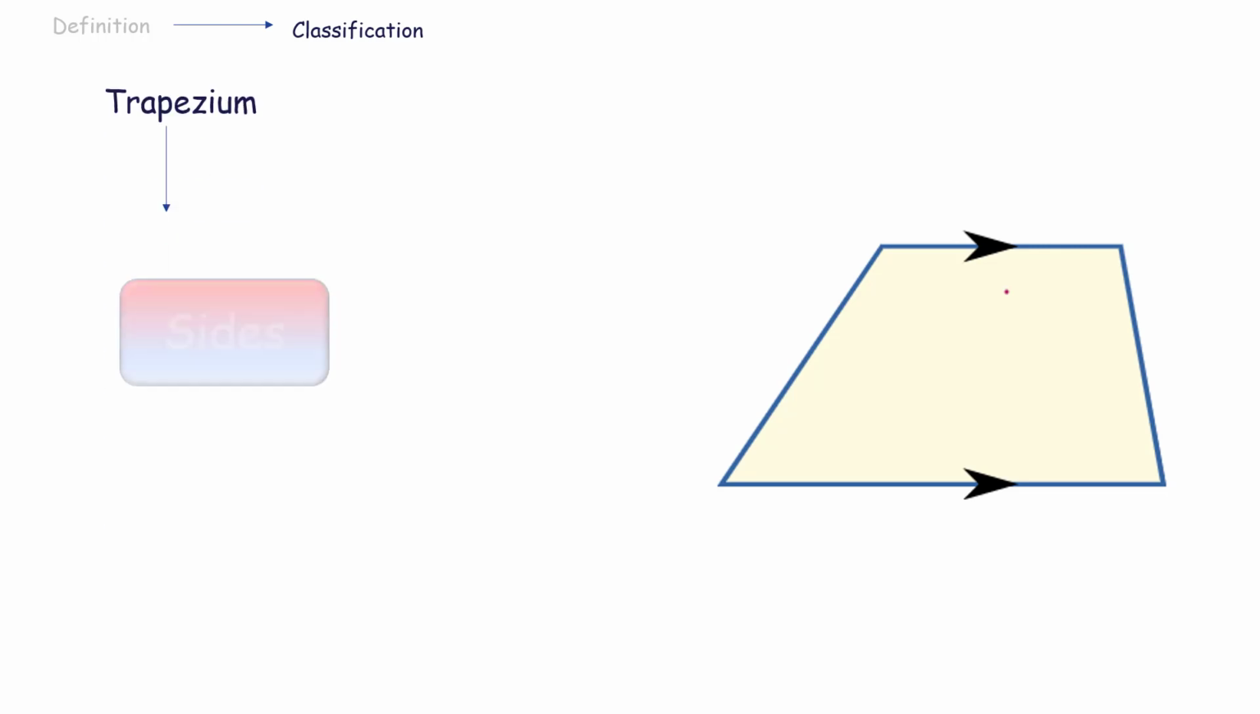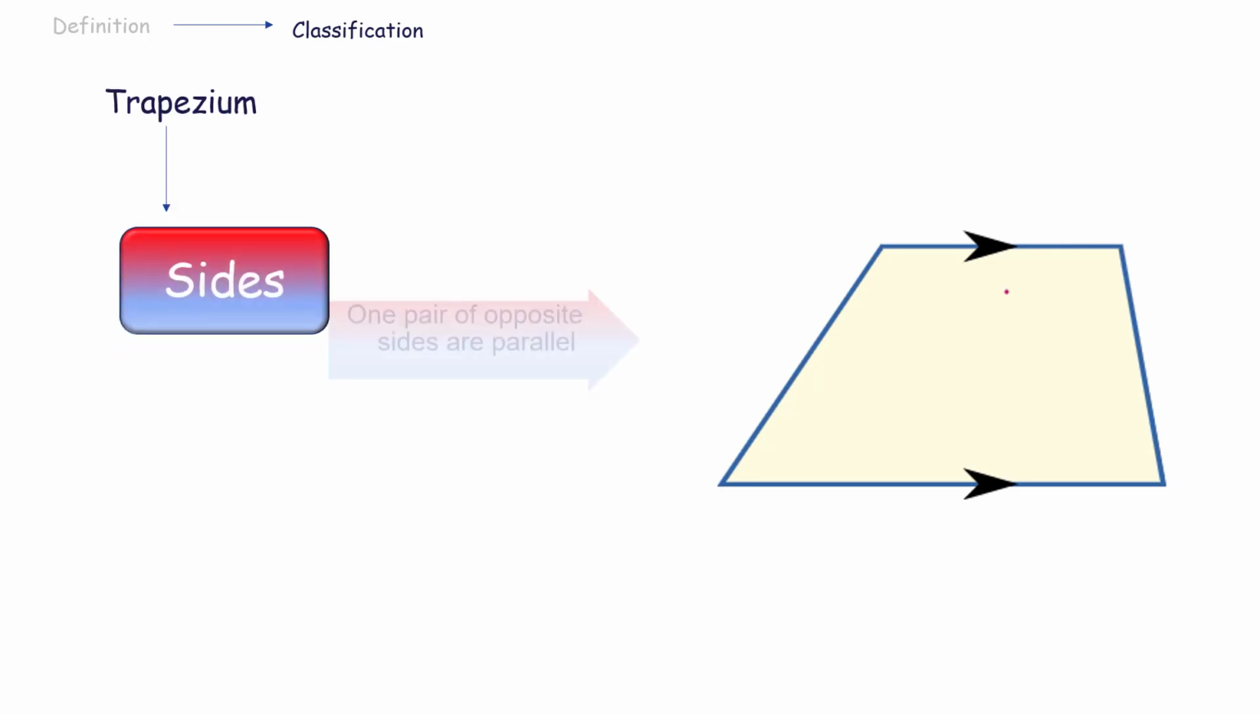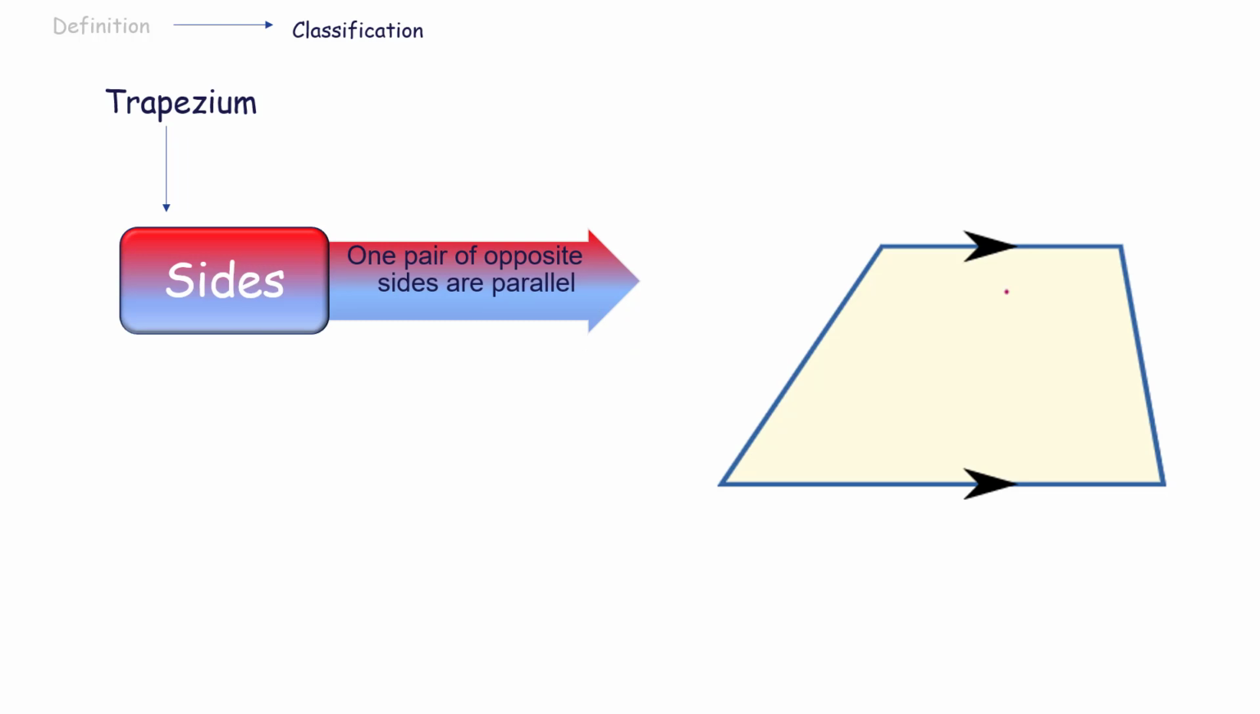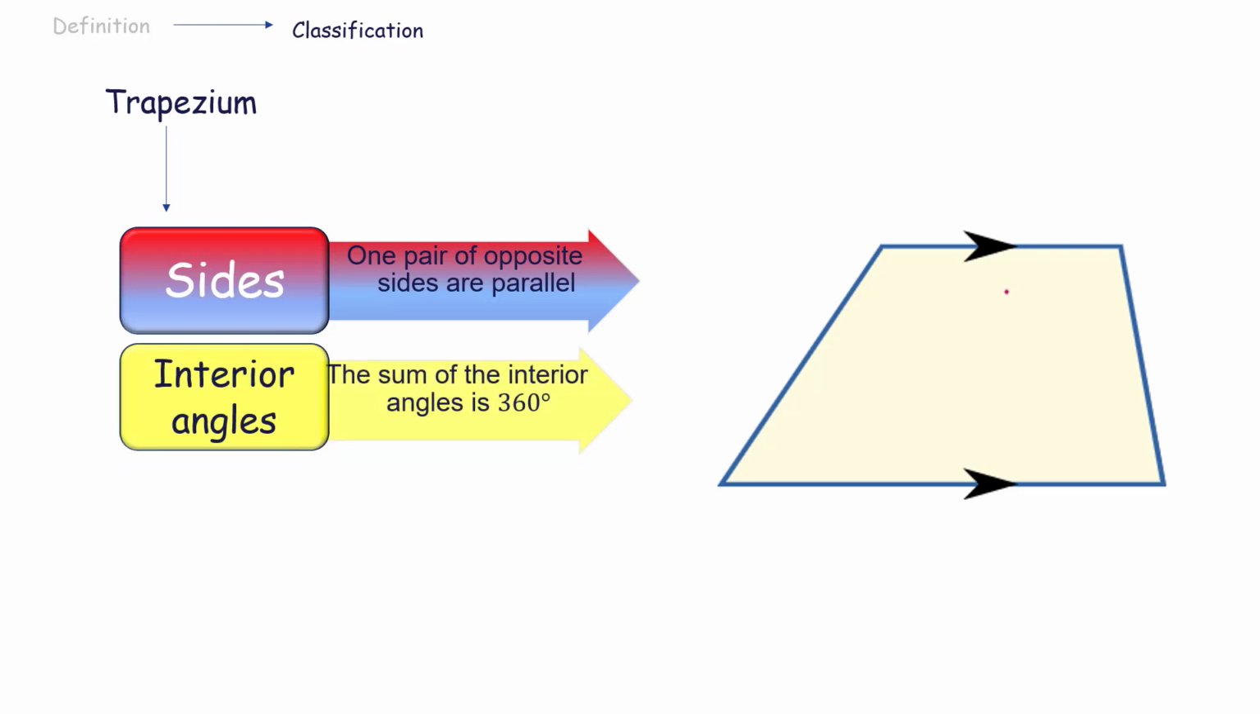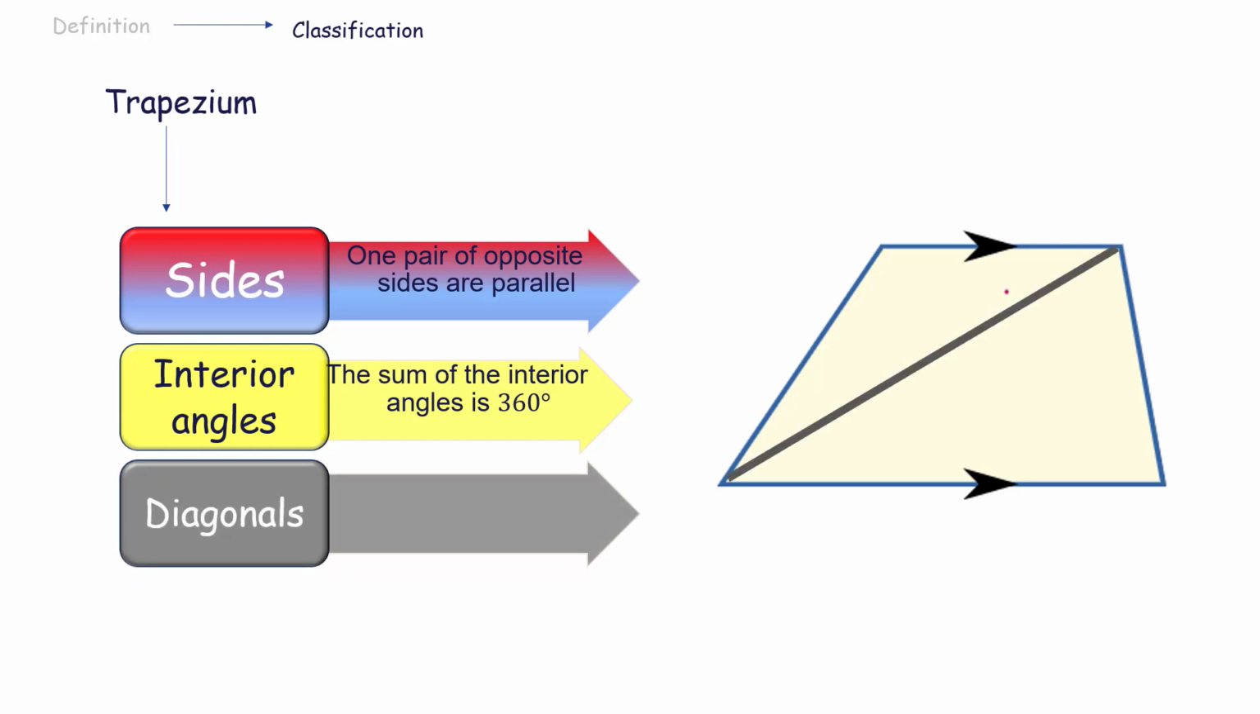The trapezium, poor old trapezium. There's 1 pair of opposite sides that are parallel, and we use arrows to show that. And then we can say the sum of the interior angles is 360 degrees. But since this is a trapezium where there are no equal sides, the diagonals do not bisect each other.